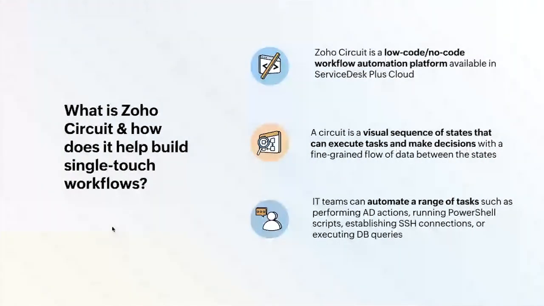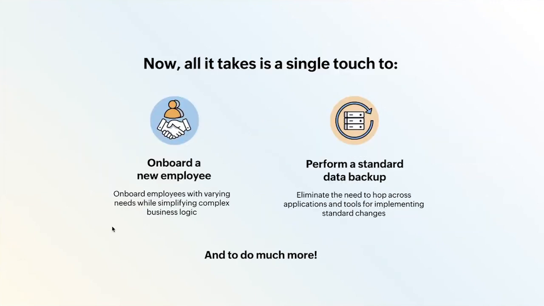Once you build the circuit to achieve your use cases, your IT teams can use their time for other tasks. A range of tasks which you have been doing manually for your tickets, your changes, and so on, can now be automated, where you can perform actions such as running a PowerShell script, establishing an SSH connection, executing DB queries, and a lot more tasks. We'll look into that.